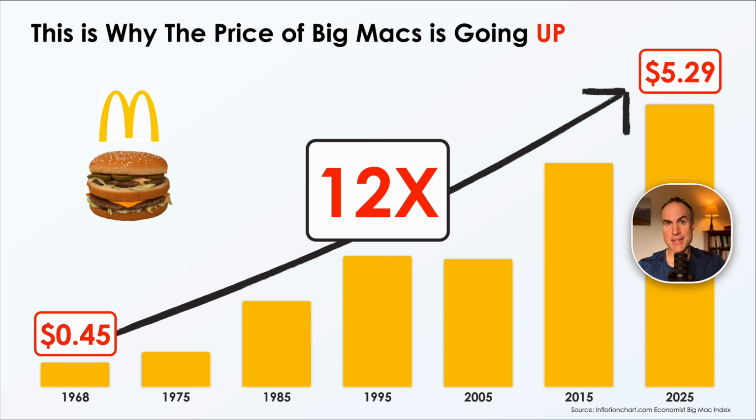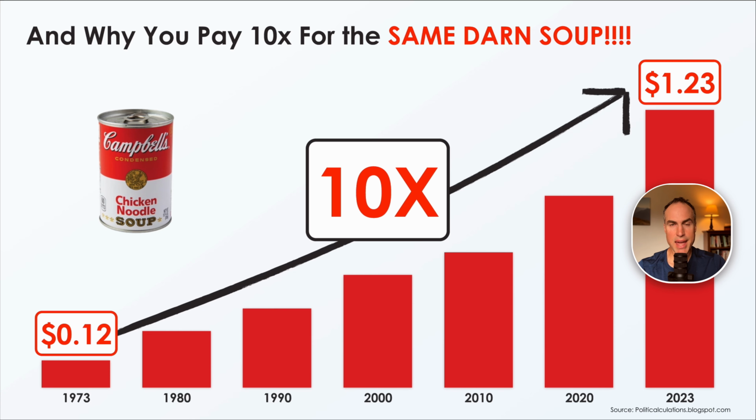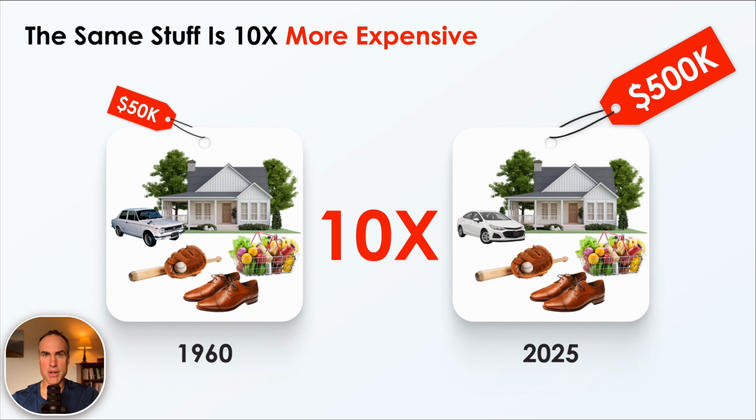This is why you're going to spend 10 times as much for the same can of Campbell's soup. And this is not because we've gotten worse at making soup. It's not because we've gotten worse at making burgers. Technology has made it so much easier and so much faster to produce almost everything. And unfortunately, it's not just soup and burgers. The price of almost everything since 1960 has increased by a factor of about 10.